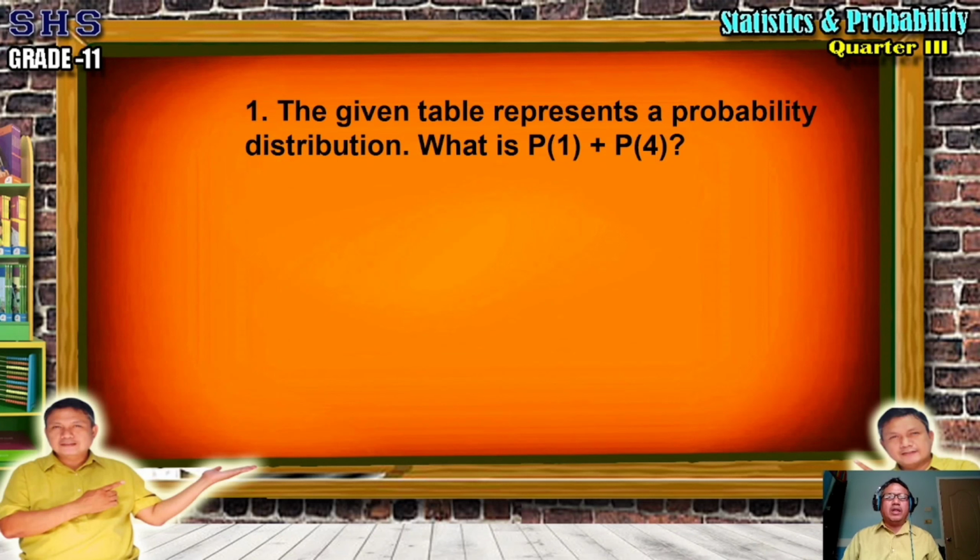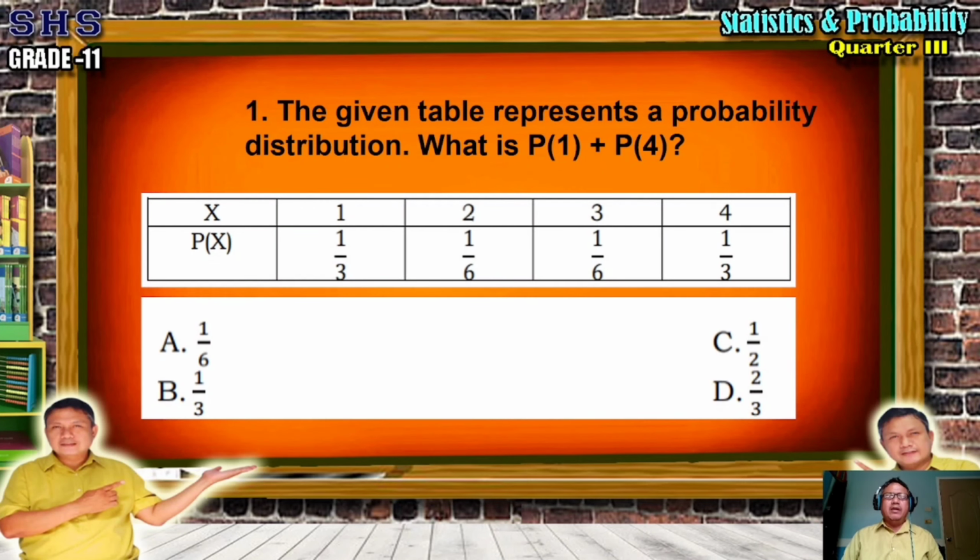The given table represents a probability distribution. Here's the question. What is the probability of 1 plus the probability of 4? At this time, meron tayong table, and ang maganda dito, may choices. So, especially kung tayo magsasagot ng mga summative test, alam nyo kung paano sasagutan. Okay. Sa ating P of X, we have 1/3 sa 1, 1/6 sa 2, 1/6 sa 3, and 4 is 1/3. Ang tanong, what is the probability of 1 plus the probability of 4?